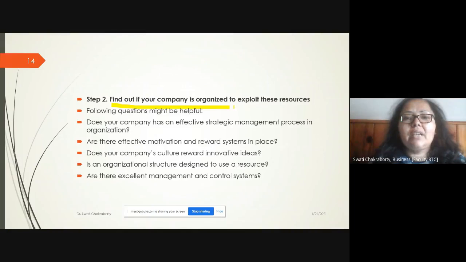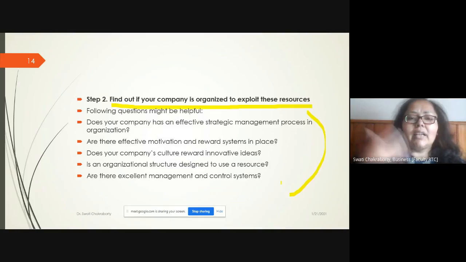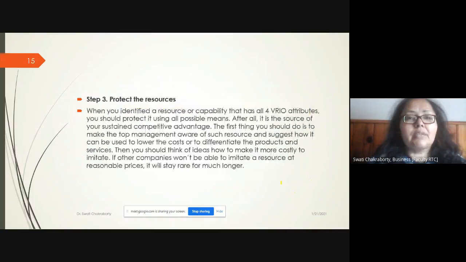Next is to find out if the company is organized to exploit the resources or not. One has to find answers to whether the company has an effective strategic management process, whether there are effective motivation and reward systems, whether the company's culture rewards innovative ideas, whether the organizational structure is designed to use the resource, and whether there are excellent management and control systems.